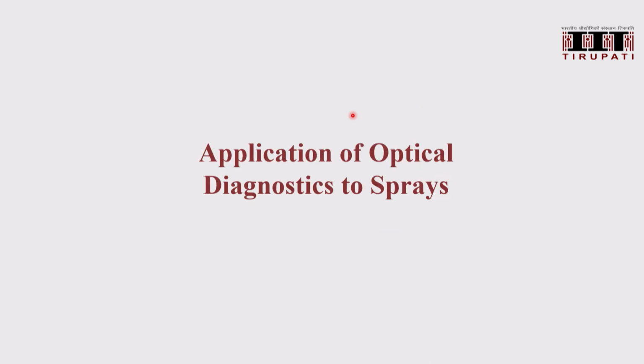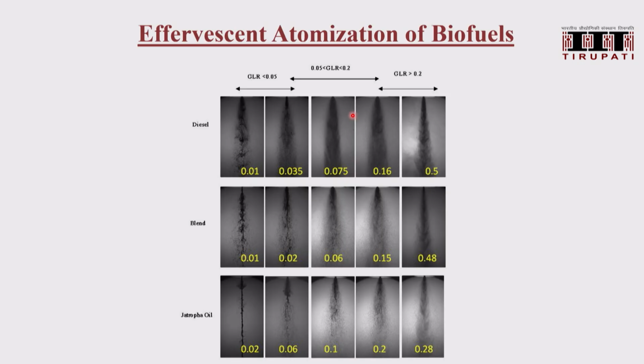Now I will talk about a few applications of diagnostics of sprays. This is again simple backlight imaging, so you can get a correlation. This is a sort of effervescent spray, where you can clearly see that when there is a dense spray, even the background gets dark.